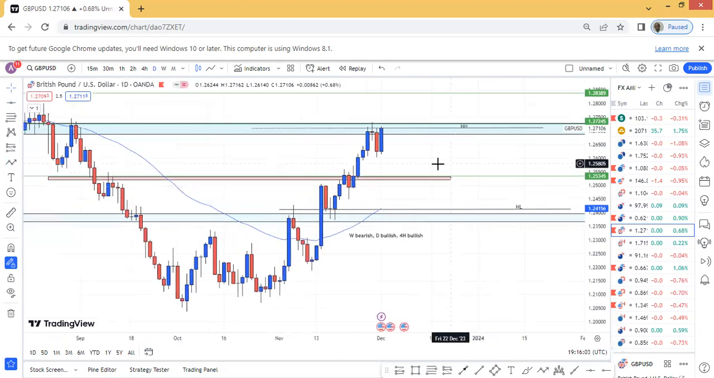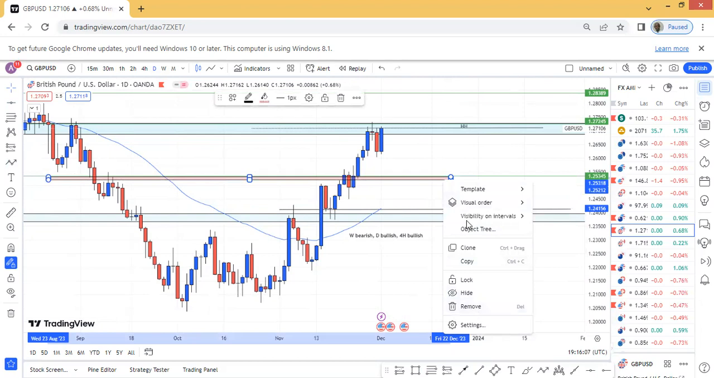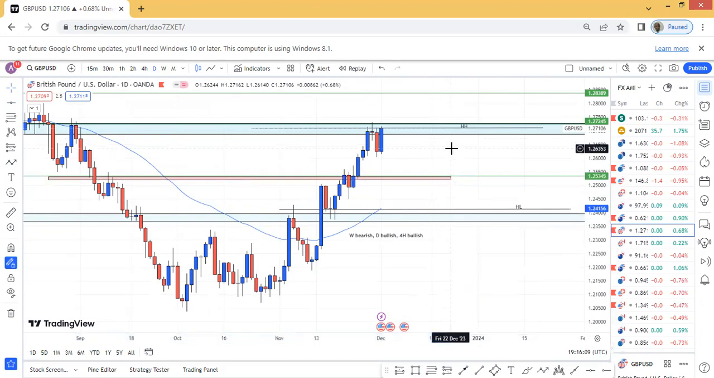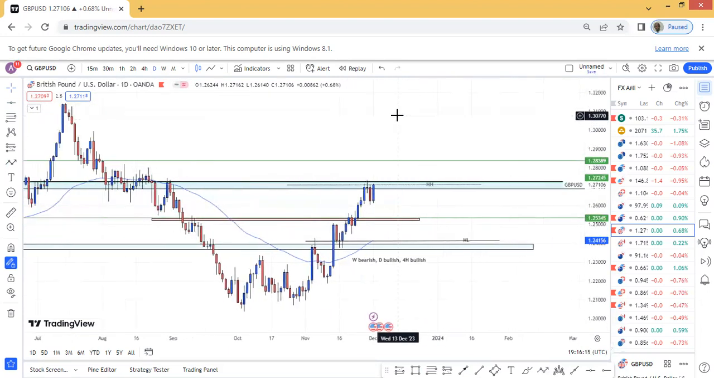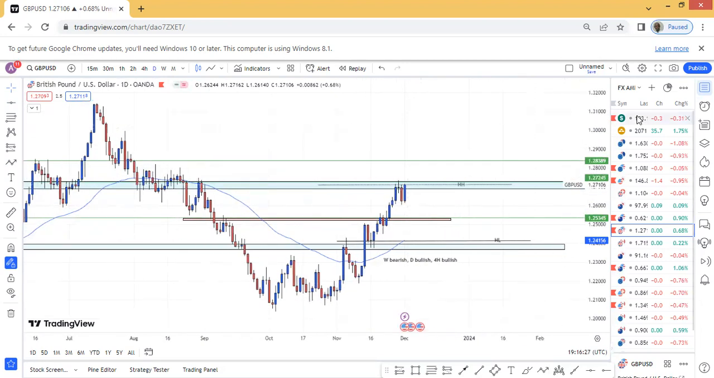So for GU, I'm going to hold on. I'm not going to do anything. I'm just going to wait to see what the market will do on Monday. Then I'll be able to take an action. So that is that for GU. Let's look at the dollar index.